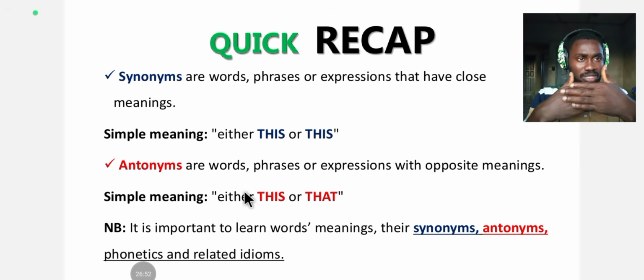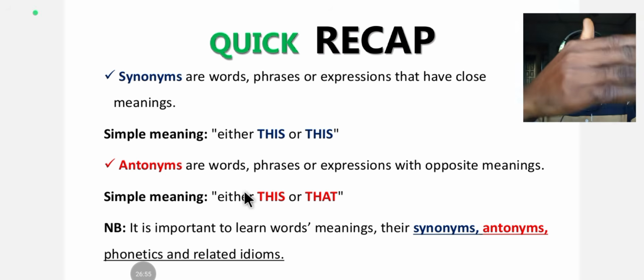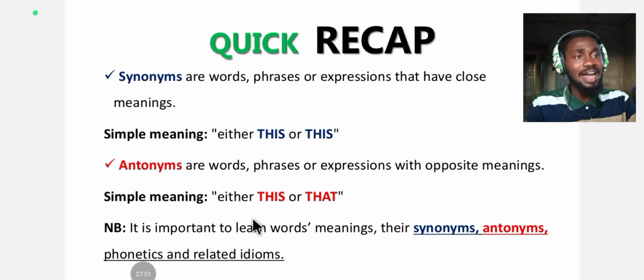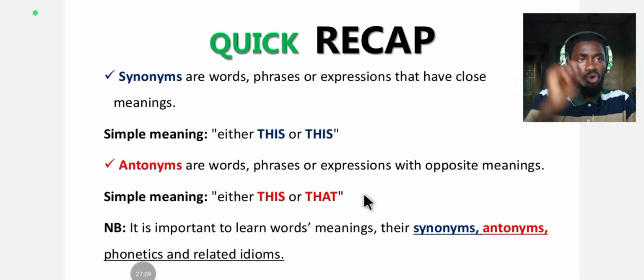They have different meanings. This one means the opposite of this. So either this or that. They are far away from each other when we talk about the meaning. So it is either this or that.